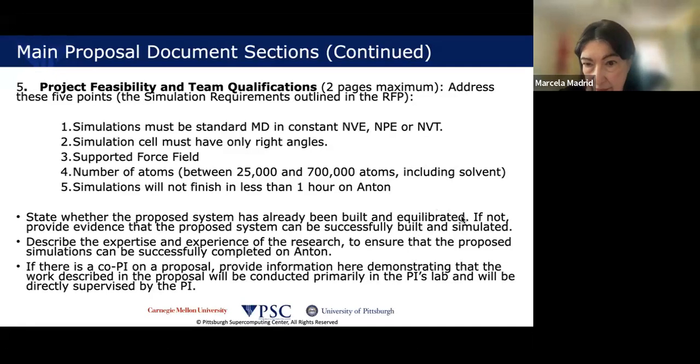If you don't have the system already equilibrated, please provide evidence that it can be successfully built and simulated. Describe the expertise and experience of the researchers to ensure that the simulations will be successful. And as I mentioned, if there is a co-PI on the proposal, provide information demonstrating that the work described in the proposal will be conducted primarily in the PI's lab and will be supervised by the PI.